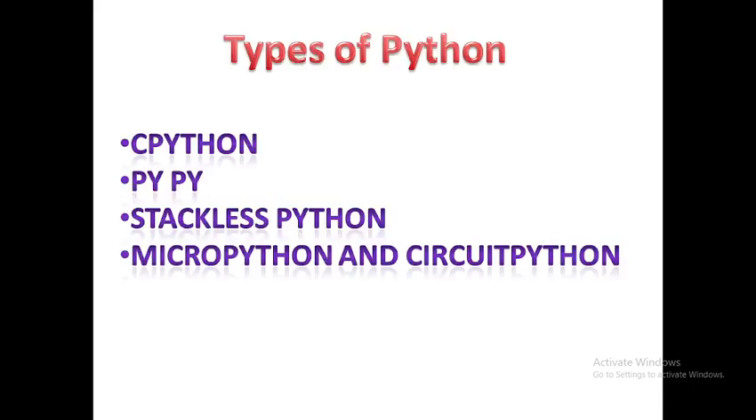Now next is what are the types of Python? There are mainly four types of Python: C Python, PyPy Python, stackless Python, micro Python, and circuit Python.